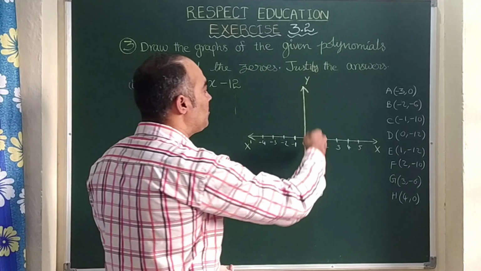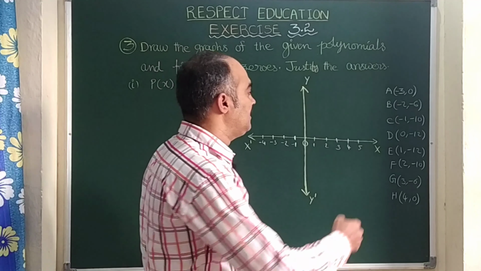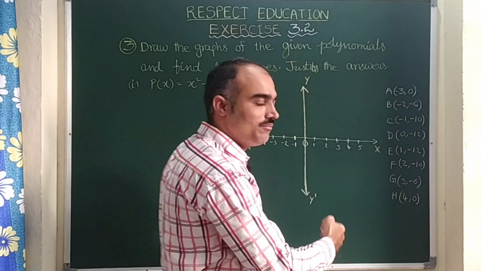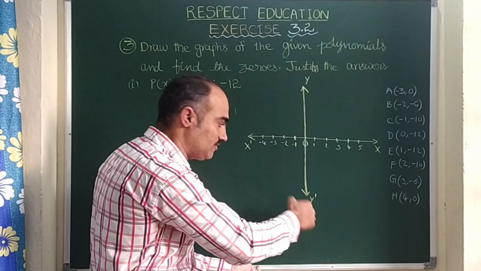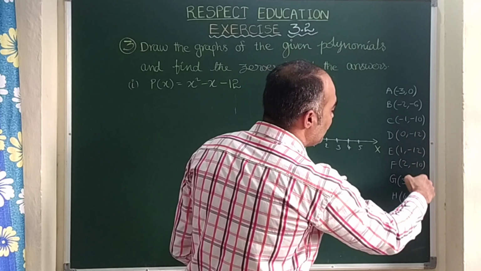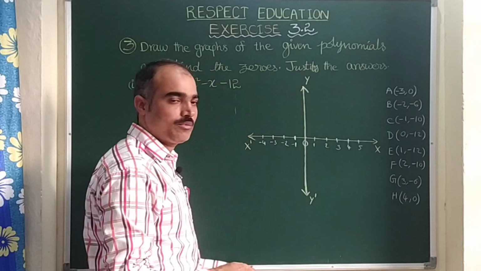Now here when you come to the y-axis, children, we have a choice. The thing is that the least value is minus 12, which means you have to write minus 1, minus 2, minus 3, minus 4 up to minus 12. The highest value is anyway 0, so 0 is here, it's not at all a problem.